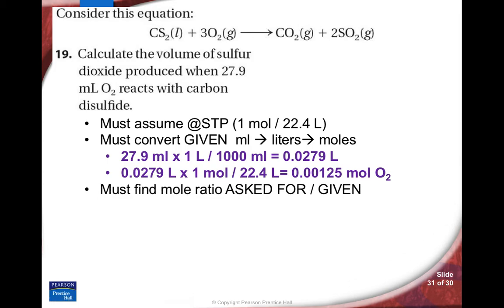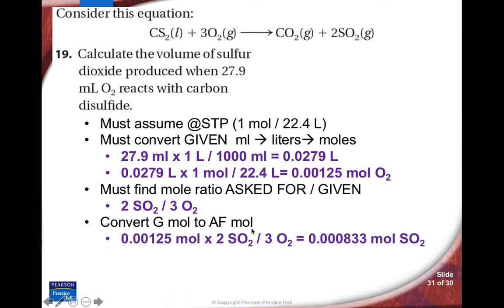Go back to the balanced equation to find the ratio of the asked for substance to the given. There's 2 sulfur dioxides formed from every 3 oxygens, so 2/3 as many. Going to convert the moles of the given substance into moles of the asked for substance by taking the 0.00125 and multiplying it by 2 and dividing by 3. We get, this would actually be 8.33 times 10 to the minus 4th moles, but I wrote it out.